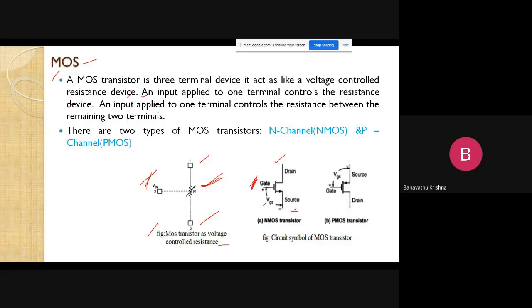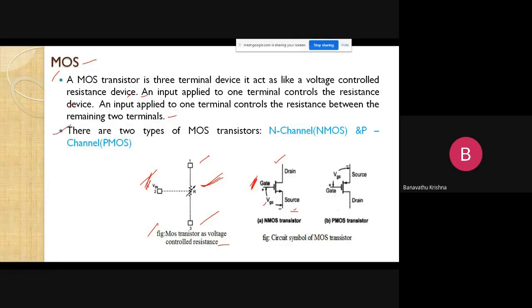An input applied to one terminal controls the resistance between the remaining two terminals. Here the input voltage applied at the one terminal will be controlling the resistance between the remaining two terminals. In a similar way, whatever data we apply at the one terminal, due to that input voltage, the remaining two terminals act like a short circuit also. Then only the device is going to be in the on or off condition based on the applied input voltage.